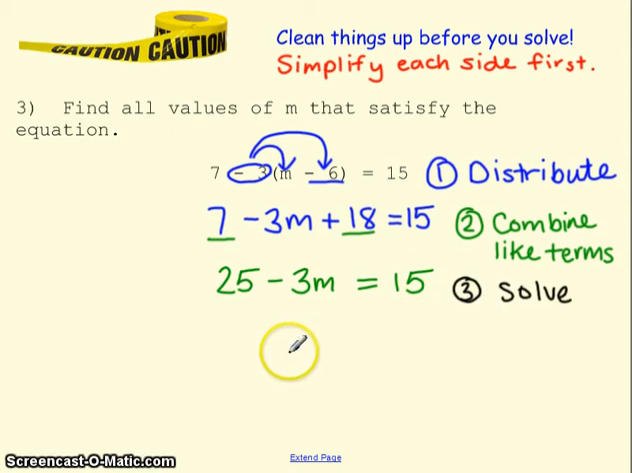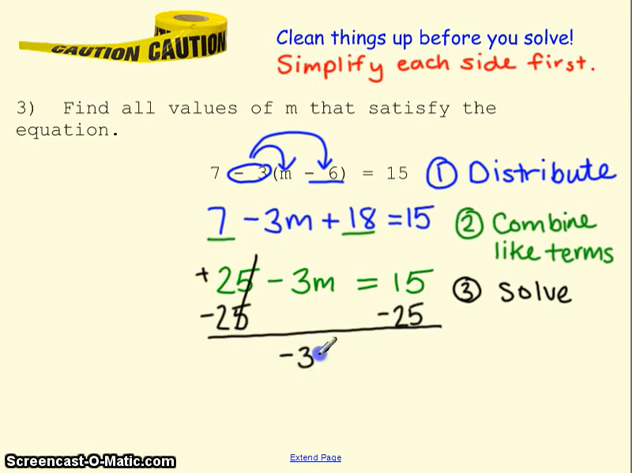So first, we're going to add or subtract to move all the numbers to one side. So I have this positive 25 right here, so I need to subtract to get rid of it. So on the left, that leaves me with the minus 3m. You want to make sure that you don't lose this negative sign. It sticks on to that 3. And then on the right side, 15 minus 25 leaves me with negative 10. And now we'll divide both sides by negative 3.